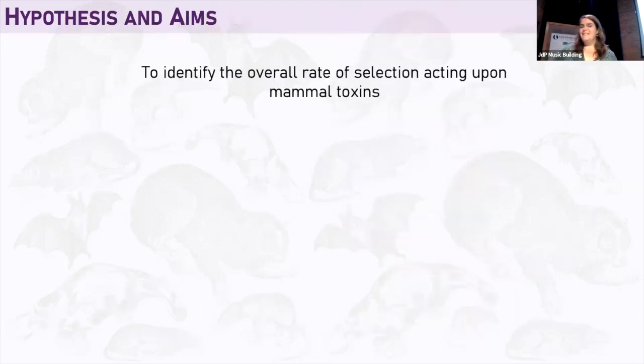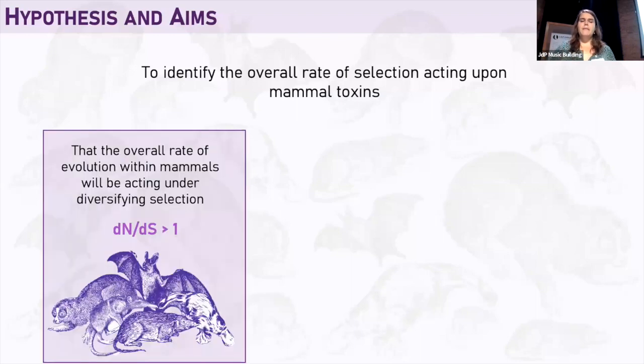So the hypothesis and the aim. The aim is, of course, to identify selection rate acting on toxin groups, but also the overall rate of selection acting on mammal toxins. In terms of hypothesis, I'm predicting that the overall rate of evolution within mammals is going to be acting under diversifying selection. That is because of the evolutionary age of the class as a whole, but also because the different functions probably lend themselves to diversifying selection.